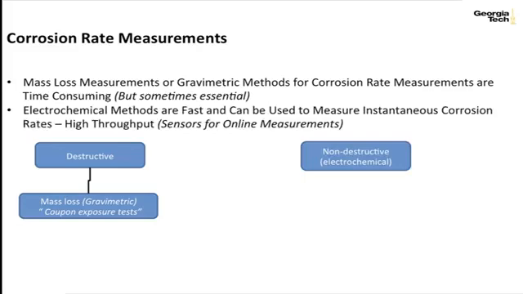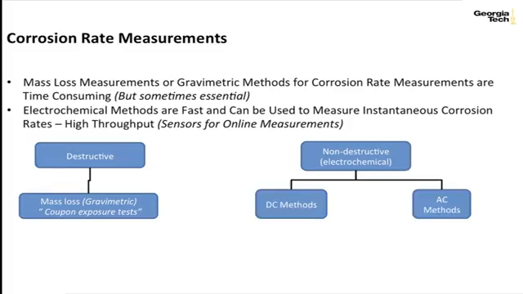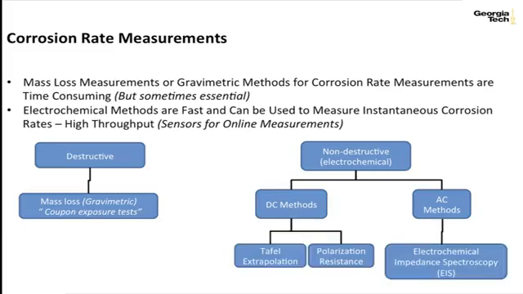Whereas we have some non-destructive methods, especially electrochemical methods, which are fast and can be used to measure instantaneous corrosion rate. These non-destructive electrochemical methods can be divided into two categories, direct current methods and alternating current methods. In direct current methods, there are two methods, Tafel extrapolation and polarization resistance, whereas in AC methods, we typically use electrochemical impedance spectroscopy to get corrosion rate measurements.